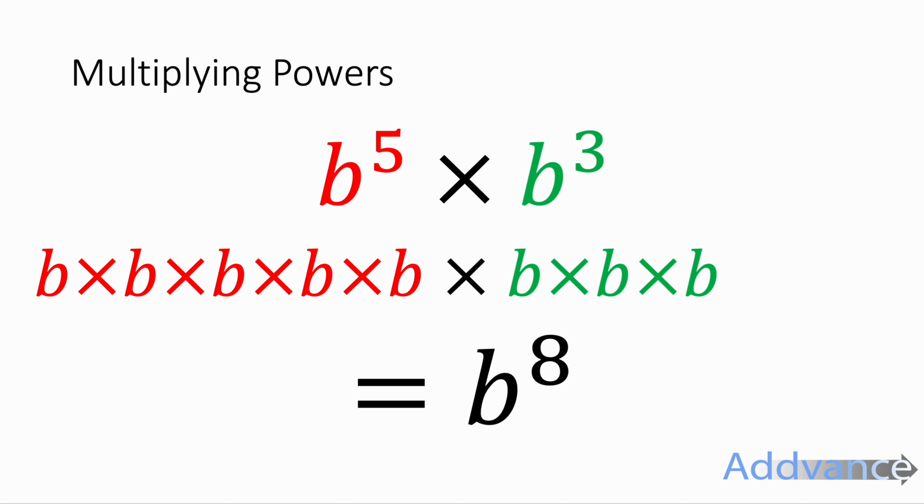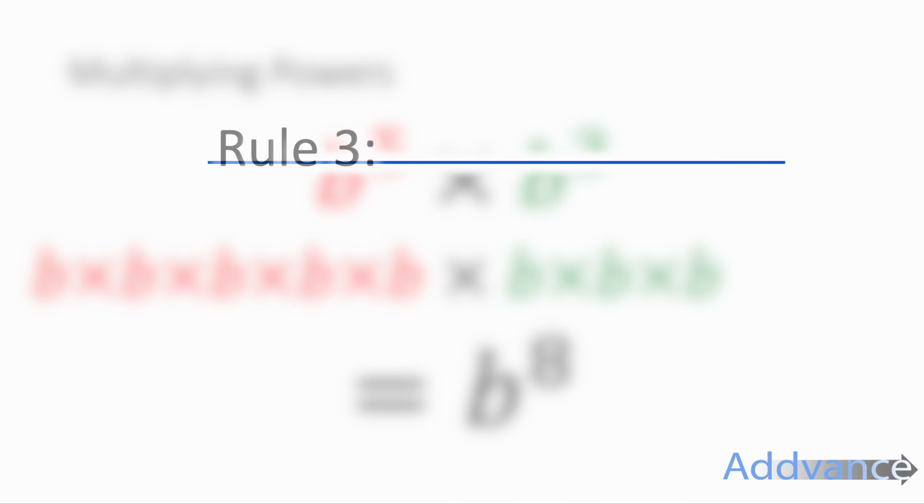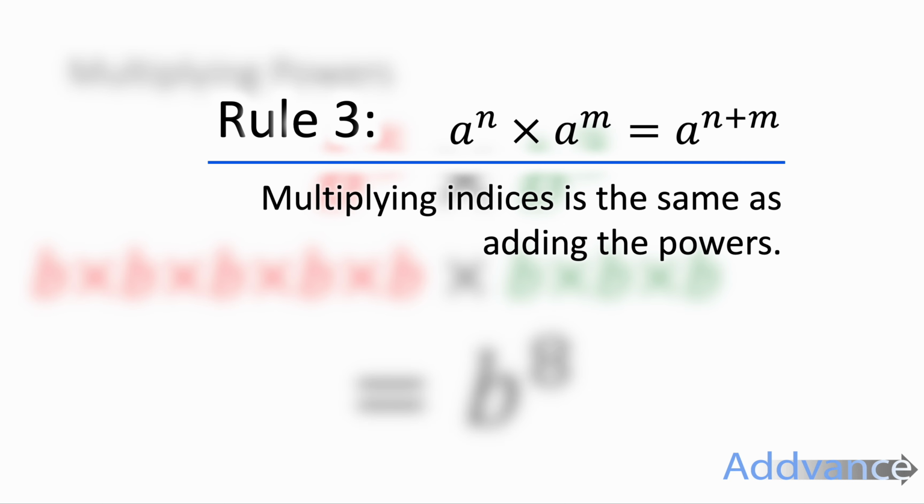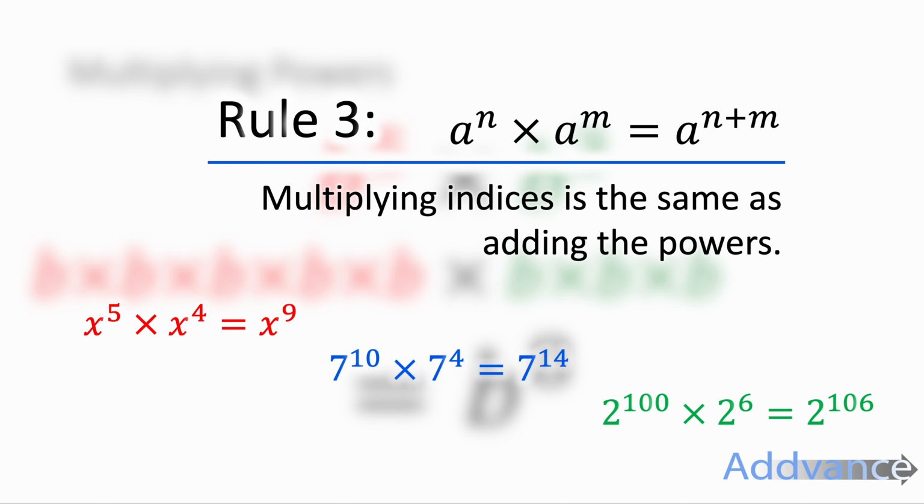Do you see the pattern? B to the power 5 times b to the power 3 makes b to the power 8. We are adding the powers. And so if you've got powers multiplied together, that will be adding powers. Look at some examples here. X to the power 5 times x to the power 4. You add the powers, that's x to the power 9. 7 to the power 10 times 7 to the power 4 will be 7 to the power 14. Notice that the number at the bottom stays the same. So the 7 and 7 stays the same there. It wouldn't work if those numbers on the bottom were different.